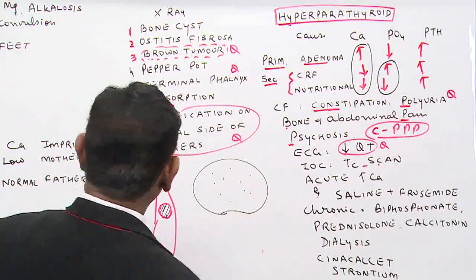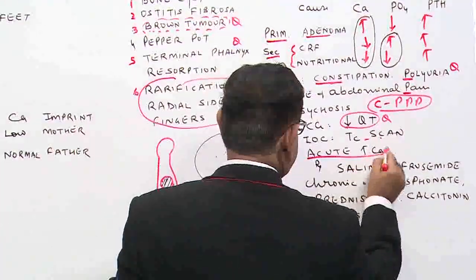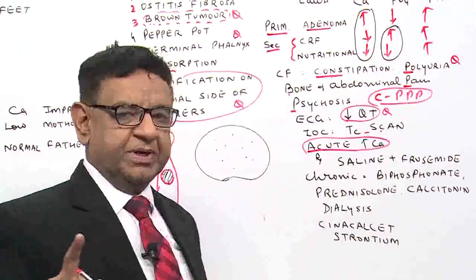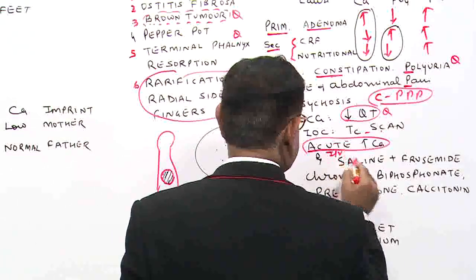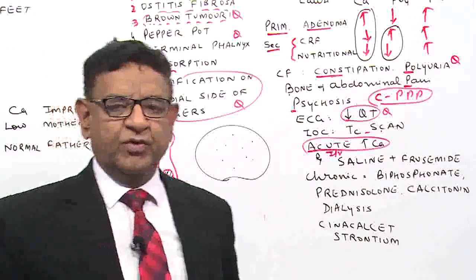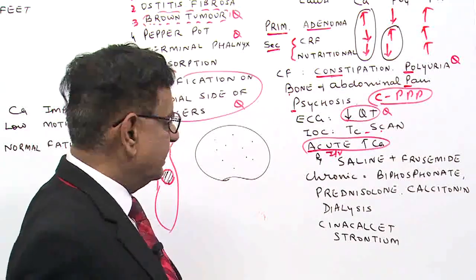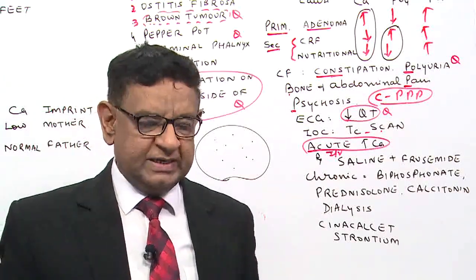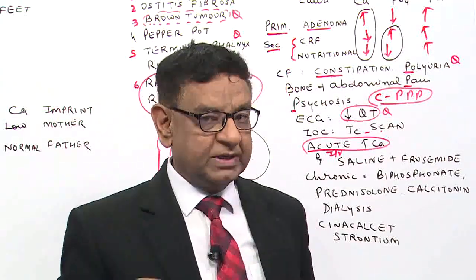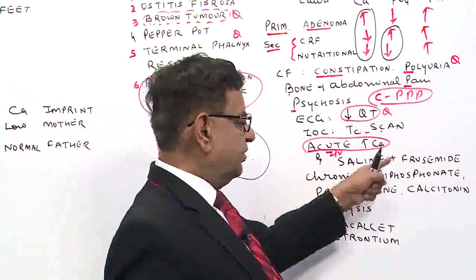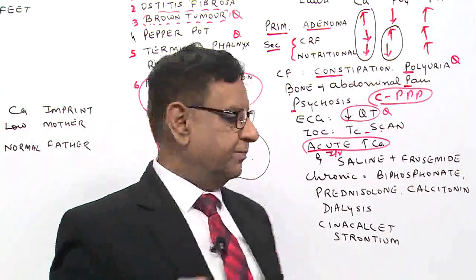Now, how to treat a case of acute hypercalcemia? Acute hypercalcemia is a medical emergency. The patient should be hospitalized in the ICU. You give IV saline and you give furosemide. Why do you want to give saline? Because the patient is dehydrated. Why? Because of polyuria. And that's why a hyperparathyroid patient may even have polydipsia also, because a large amount of urine is being passed. You give furosemide. Furosemide is a loop diuretic. It causes loss of calcium in the urine.